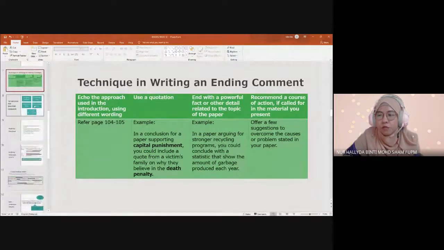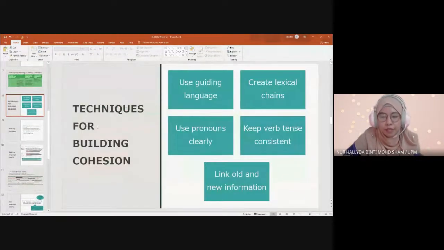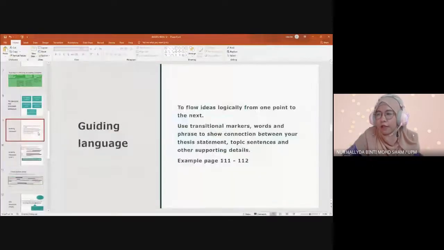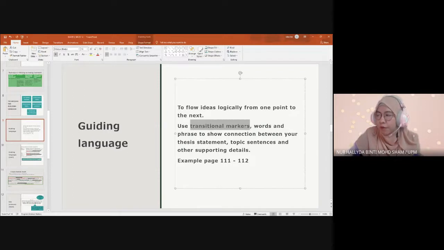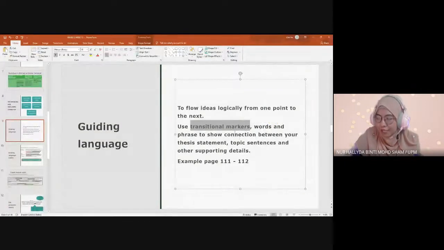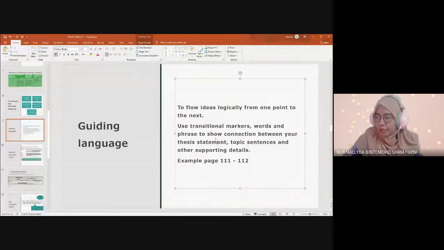Okay, now let's move on to the techniques for building cohesion. Cohesion here means kesinambungan, the relation between one sentence and another. The first way is to use guiding language so that your ideas flow logically from one point to the next. And how to use this? You use transitional markers, words and phrases to show connection between your thesis statement, topic sentence, and other supporting details.